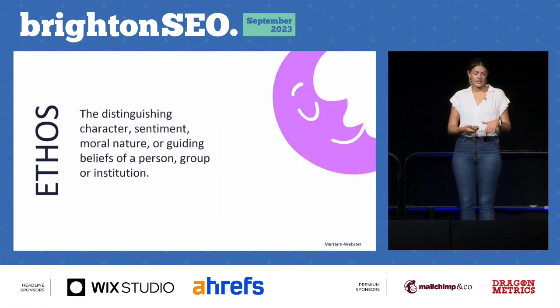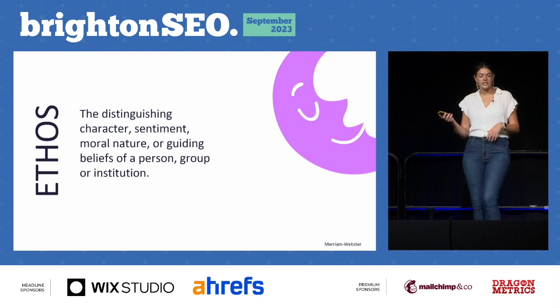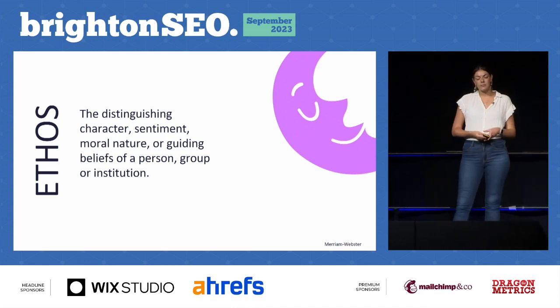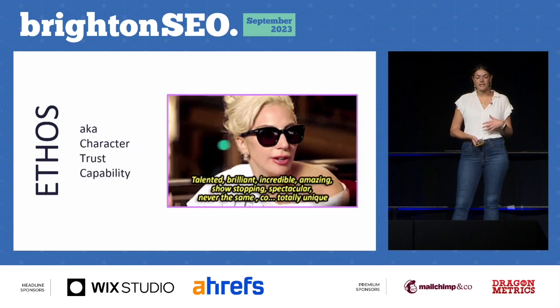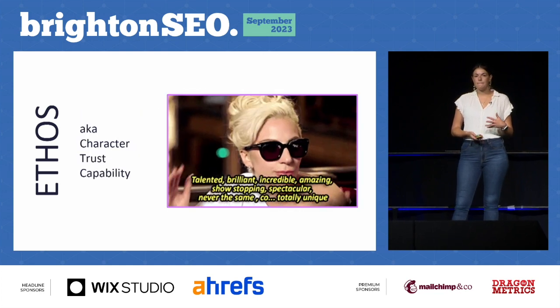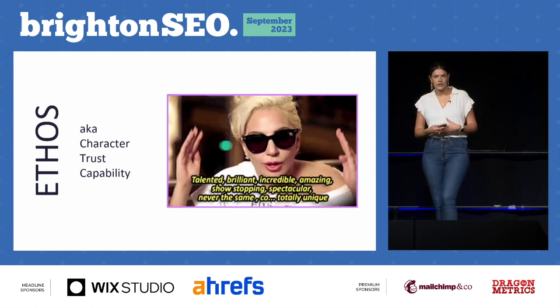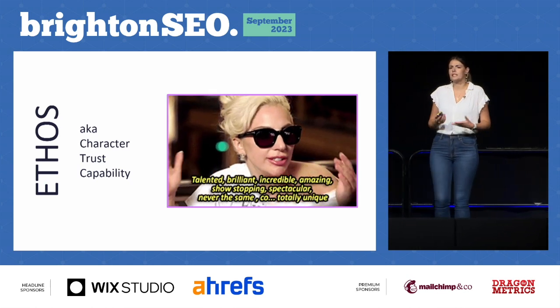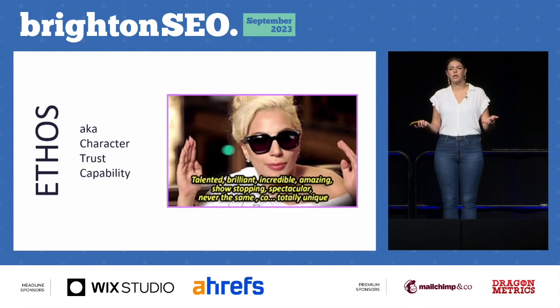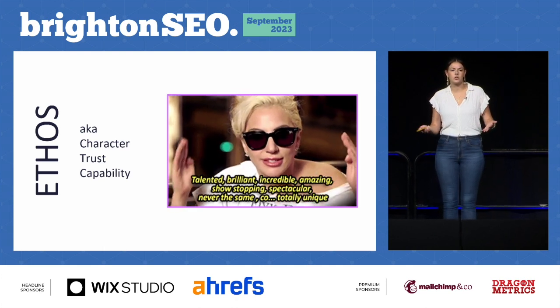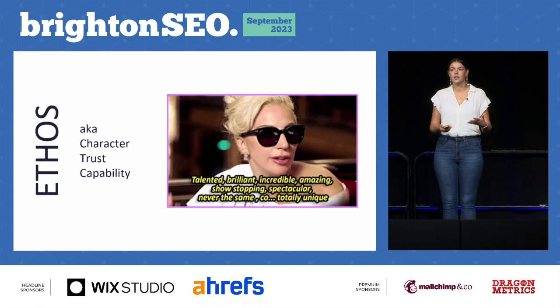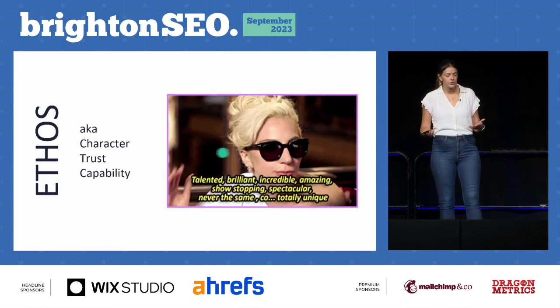Next thing, ethos. So this is the distinguishing character, sentiment, moral nature, or guiding beliefs of a person, group, or institution. So more simply put, this is basically what makes you trustworthy, your character, and your credibility on social. So this is basically just why should anyone want to hear what you have to say versus someone else? Why is any of this believable and not just fake news?